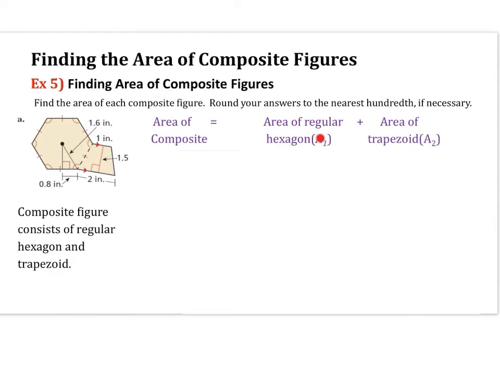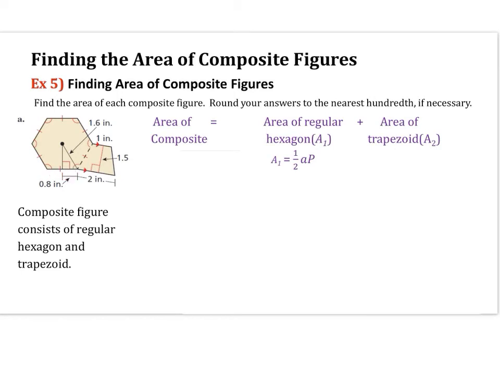So I will need to figure out the area of the hexagon, and I'll call that area 1. And I need to figure out the area of the trapezoid. I'll call that area 2. So we've talked already about regular hexagon. So go ahead and write out your formula. Alright, so it's 1/2 this apothem times the perimeter. So I don't have my apothem identified, and I only know half of my side length.